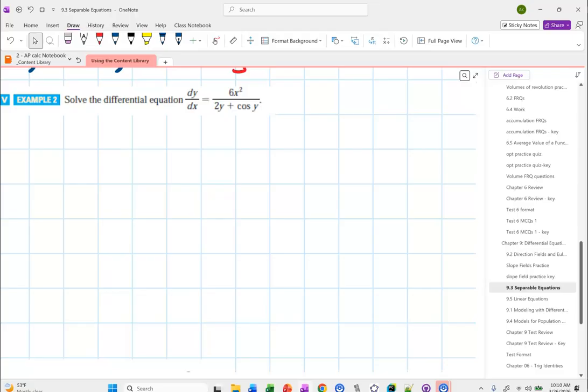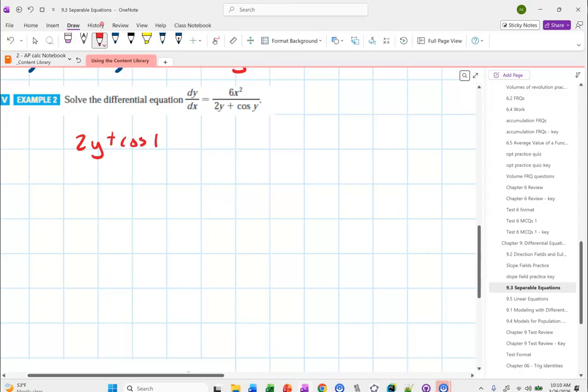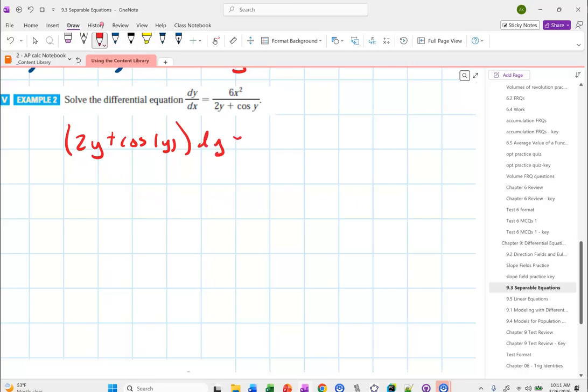How do I separate this differential equation? Peyton? Yeah, we can just cross multiply, because notice the x's are on a diagonal with each other and the y's are on a diagonal with each other. And we'll just integrate both sides.